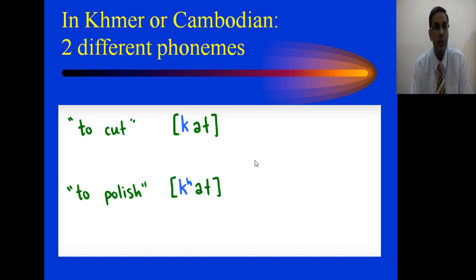In Khmer, the Cambodian language, we have the same aspirated and non-aspirated k sounds. In Khmer, the k sound and the aspirated k sound are different because they change the meaning. Here, cat without aspiration means to cut in this Cambodian language, and with aspiration it means to polish. So they are different phonemes here. K and aspirated k are different phonemes in Cambodian. They are not allophones as in English. So we have to notice the difference: phonemes are language specific. They differ according to languages.